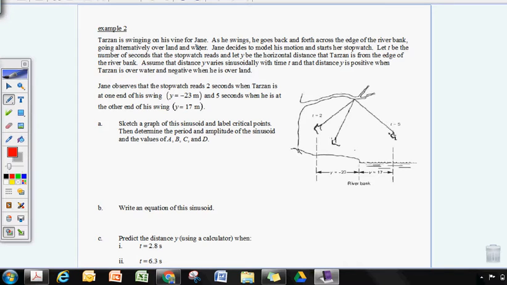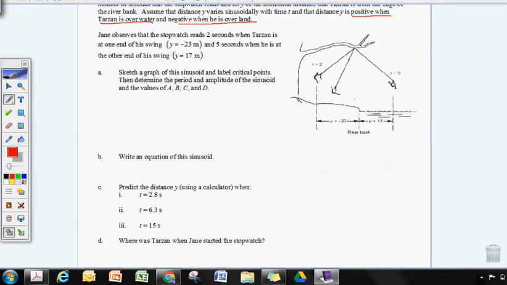Tarzan is swinging on his vine for Jane. As he swings, he goes back and forth across the edge of the riverbank, going alternately over land, over water. Jane decides to make a model of his motion, and she starts her stopwatch. Let t be the number of seconds as the stopwatch goes, and y be the horizontal distance Tarzan is from the edge of the riverbank. Assume it's sinusoidal, and this is where we need to make sure we read positive when he's over water, negative when he's over land. Okay, so here is basically what's happening.